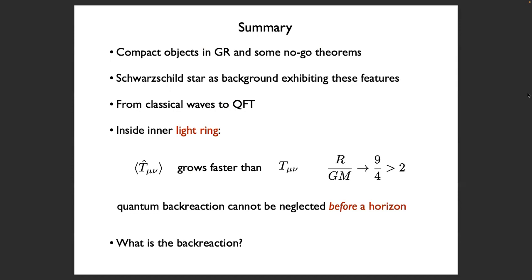Motivated by the behavior of classical waves in this background, you go to quantum field theory, and for this particular case you can just use theorems and everything is completely solvable. And what you learn is that inside of the star, and in particular inside the inner light ring, the anomalous quantum stress tensor is growing faster than the background source in the Buchdahl limit, which has nothing to do with the Schwarzschild ray. This is happening way before you form a trapped surface or horizon and so on. So that's a region where the quantum back reaction cannot be neglected.